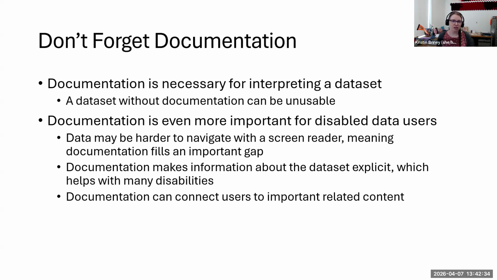And then finally, don't forget documentation. When we talk about data sharing, documentation is necessary to interpret a data set. Even for general people, data without documentation can be impossible to use, but it's really extra important for disability, because if you're trying to navigate a file with a screen reader, that documentation can provide you some overview information that makes it easier to understand that file without having to dig through every last bit of the file. So it can make information about the data set explicit. It can connect people to important related content. And all this context is really important for somebody who may not be able to interact with the data set in the same way as a typical user.